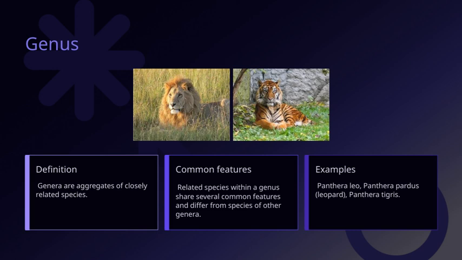So, understanding what a genus is, an aggregate of closely related species, helps us see how biodiversity is organized in the animal kingdom. It's a way to categorize and understand evolutionary relationships. In the context of this presentation, recognizing these relationships helps us appreciate the diversity within the big cat family and the importance of their shared features.